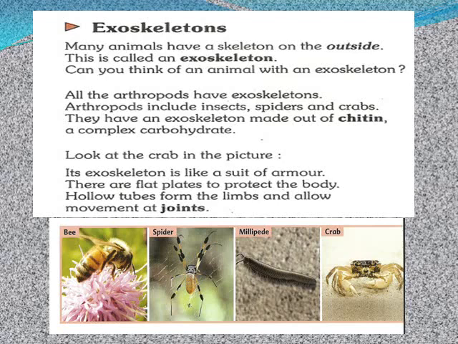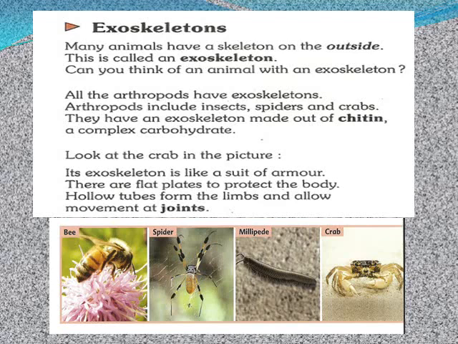They have an exoskeleton made out of chitin, a complex carbohydrate. This chitin is one of the chemicals responsible for making this exoskeleton.